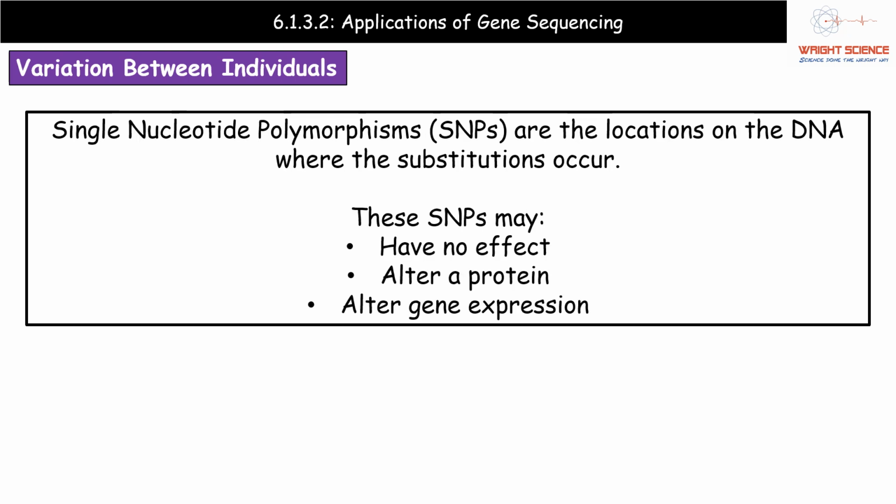Now, one of the things that we can look at are these things called single nucleotide polymorphisms. And these are basically the locations on the DNA where the substitutions are occurring. And the key thing here is that there's not one hard and fast rule about what happens if this substitution takes place. We may see no effect, we may see an alteration to a protein, or it may alter the expression of the gene, because it all depends on which single nucleotide polymorphism has actually taken place.